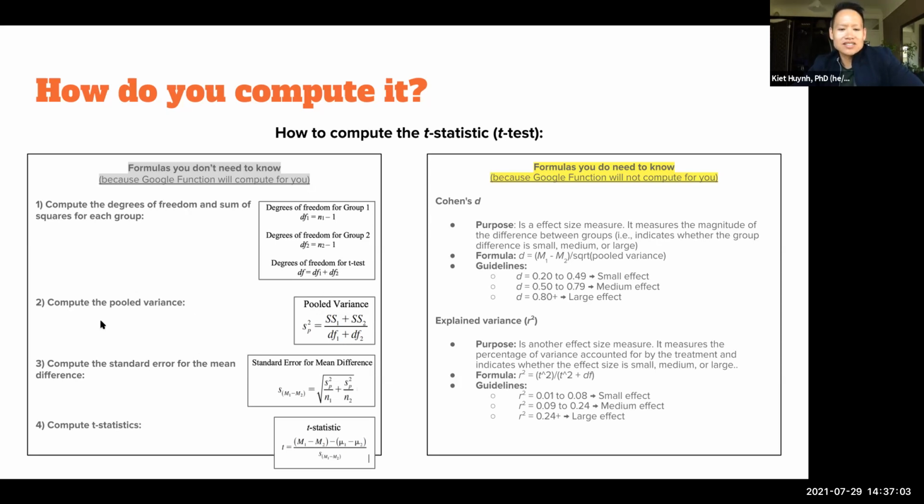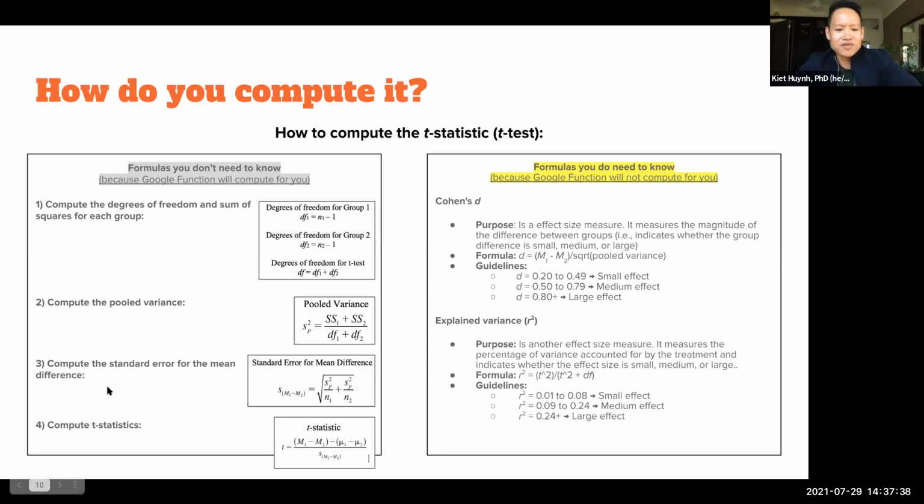All right, so next you need to compute the pooled variance. Remember, the variance is based on the standard deviation in each group. If you square the standard deviation, then you get the variance. So in a t-test, you have to compute the pooled variance, which is just the combined variance of both groups. And this is the formula for it. Basically, you add the 2 sums of squares for each group, and you divide it by the 2 degrees of freedom for both groups.